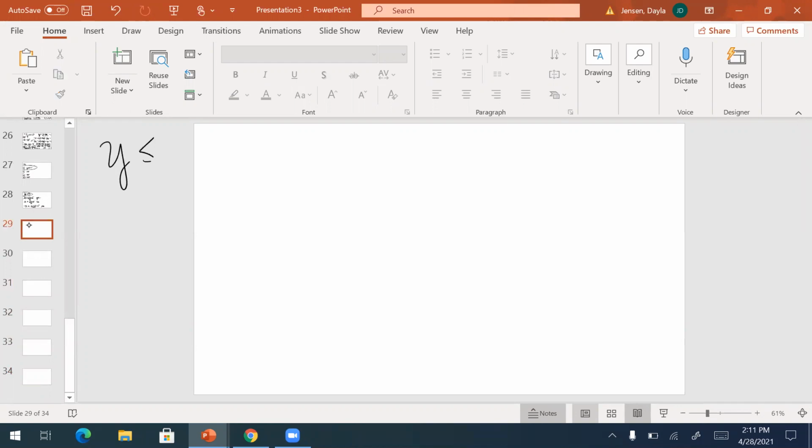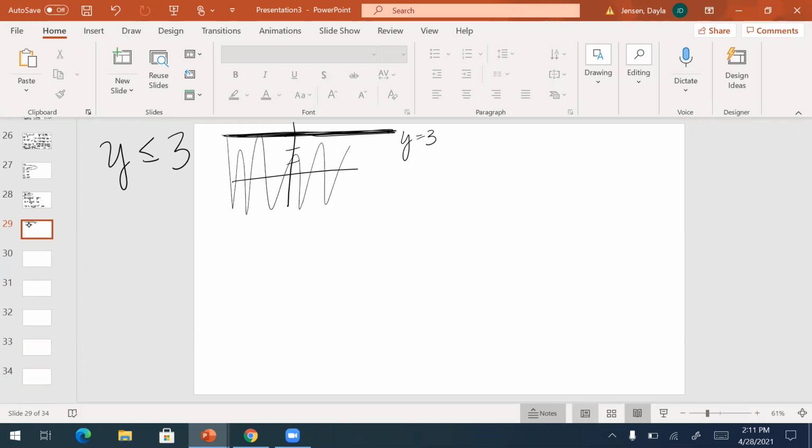So how do I graph y is less than or equal to 3? It doesn't tell us anything about x. It just says whatever x is, it has to be below this line, which is y equal to 3, and everything below it. That's how I would graph this inequality. Every point below the line y equal to 3, including the line. And that's why it's a solid line, not a dotted line.